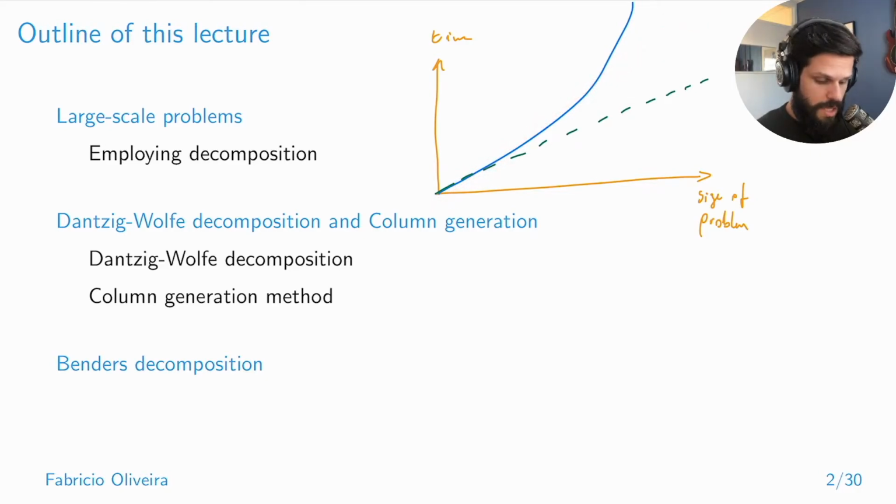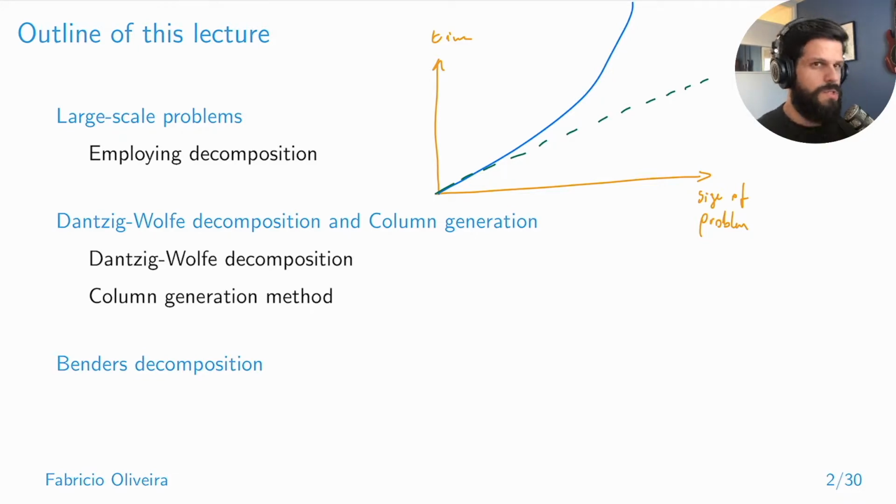But still, when combining the time taken for smaller problems, it is faster than solving the full space. So that's when decomposition methods will be employed. And there is basically two main ones. Dantzig-Wolfe for column generation, where we will talk about the subtle difference between the two, and then Bender's decomposition.